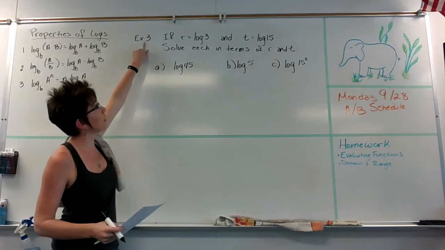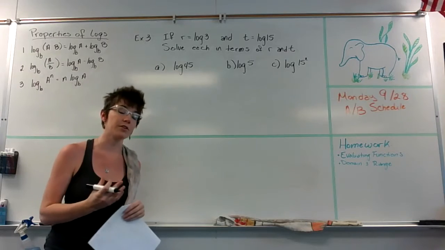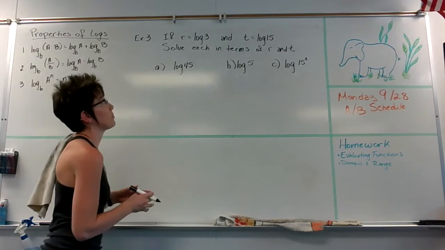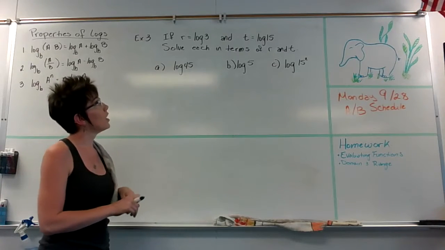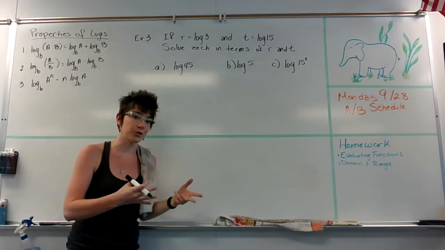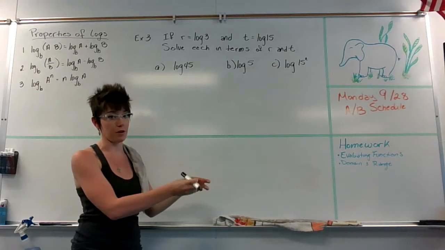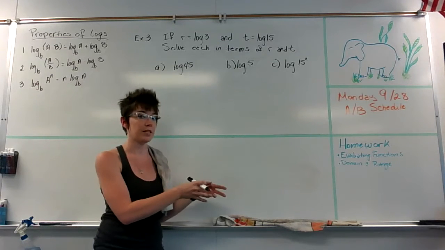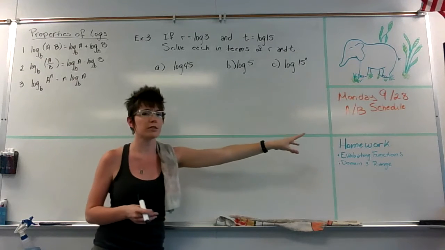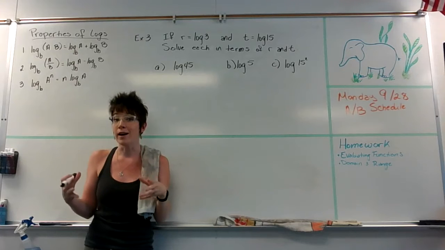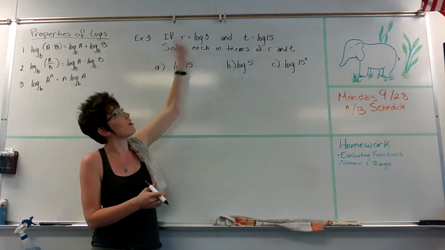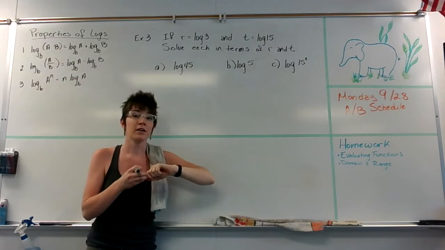So we did a couple of examples of expanding and contracting logarithms, but this time I'm going to open up with example 3, which is kind of a creative use of log properties. We're allowing for r and t to be new variables we're introducing, where r is equal to the log of 3 and t is equal to log of 15. Then we're asked to solve each of these problems in terms of r and t. So we're essentially rewriting each one of these logs in terms of r and t, which are defined as log of 3 and log of 15, respectively.